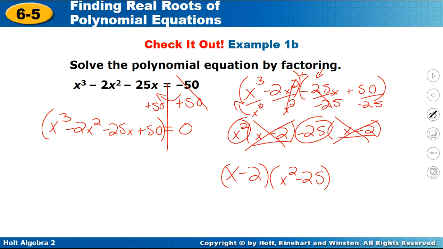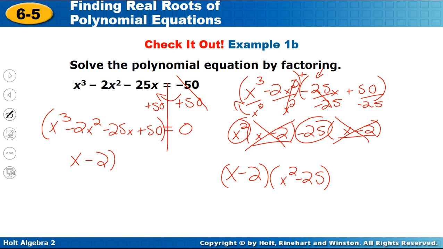However, I don't know if you're thinking this, but we are not done factoring this problem. Because now, with these binomials, I know x minus 2 is not factorable. It's already as simple as it gets. However, x squared minus 25 is factorable. And if you have 2 terms, you should check for difference of squares or a sum or difference of cubes. Now I've got squares here. These are difference of squares. This is x squared minus 25.